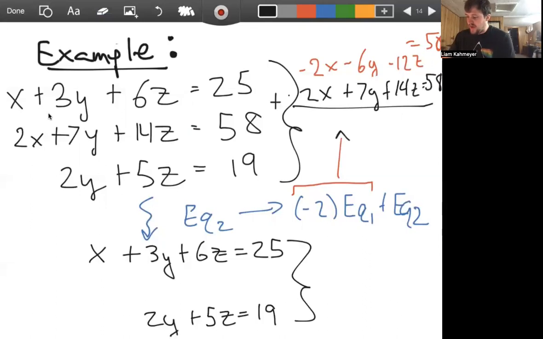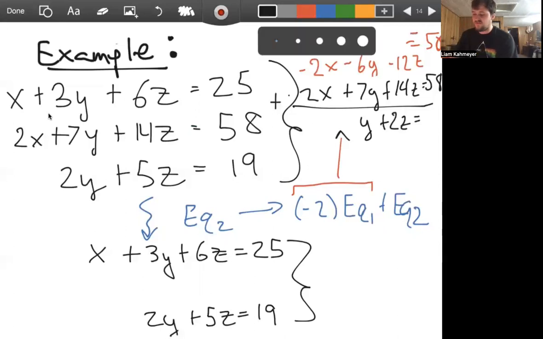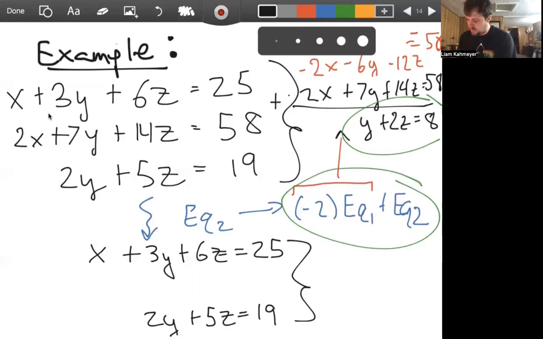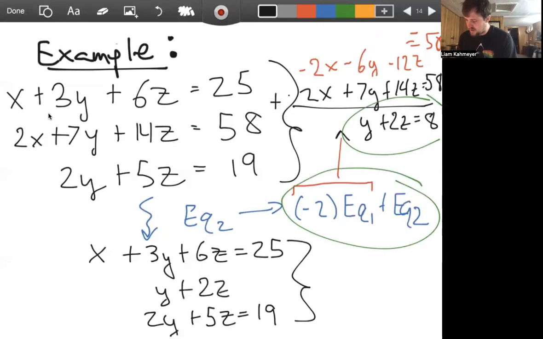When we add -2x to x, basically we're combining like terms. We have -2x plus 2x, well, that's 0. Then we have -6y plus 7y, that's just 1y. And then we have -12 plus 14, that's plus 2z equals, and then, pardon me, it should be a -50. And so we have -50 plus 58, well, that gives us 8. And so the equation that we're replacing equation 2 with is y plus 2z equals 8. And these systems are equivalent.